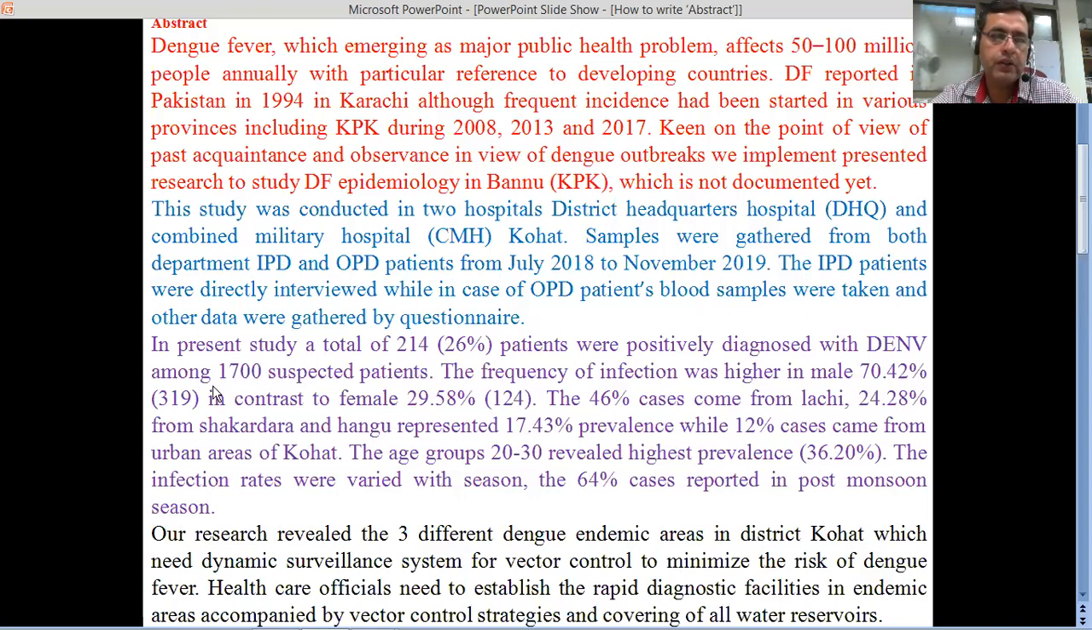So these are results. Then there, this black text, let's read. Our research revealed 3 different dengue endemic areas in the district cohort. We need a dynamic surveillance system for vector control to minimize the risk of dengue fever. Healthcare officials need to establish rapid diagnostic facilities in endemic areas, accompanied by vector control strategies and covering of all water reservoirs. So what is the black text? What is your guess? This actually is the conclusion.